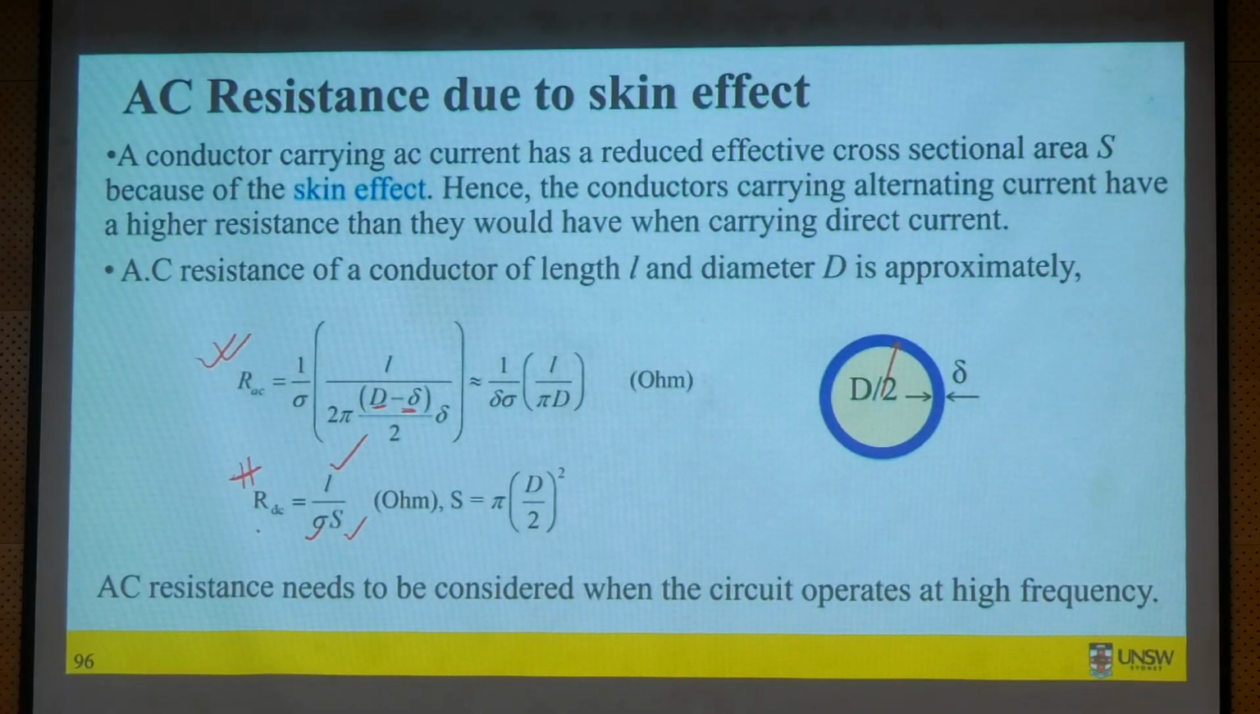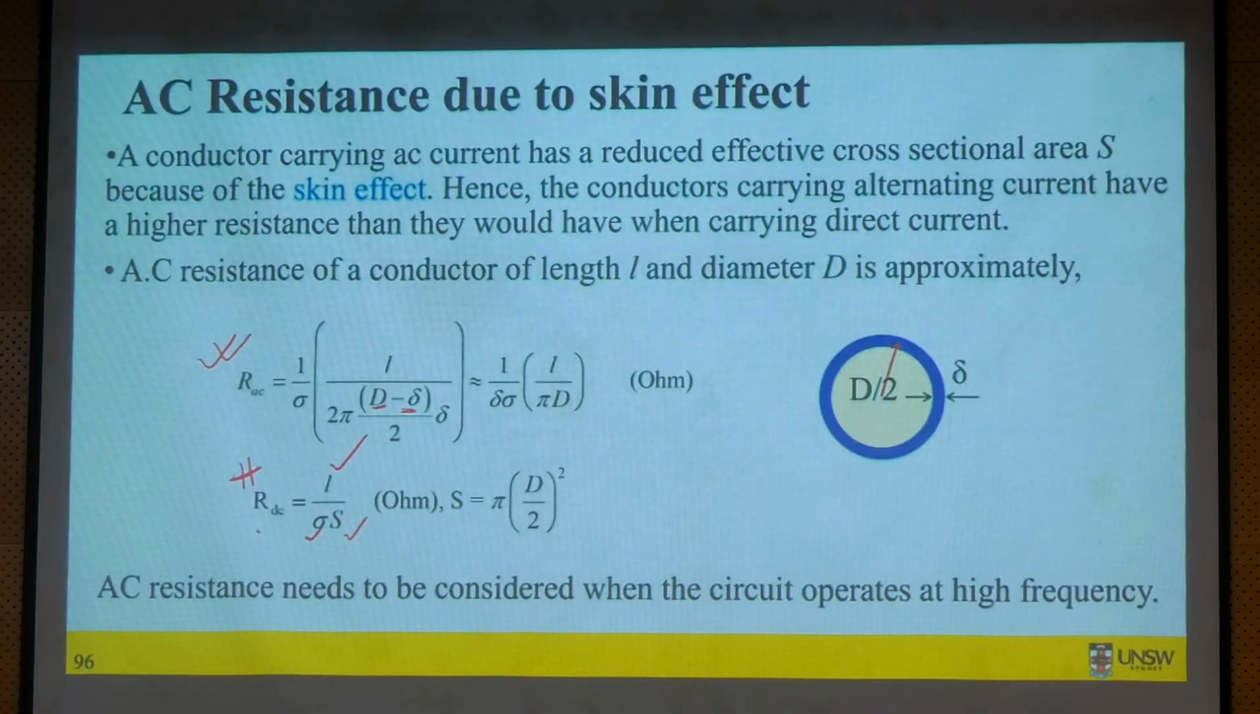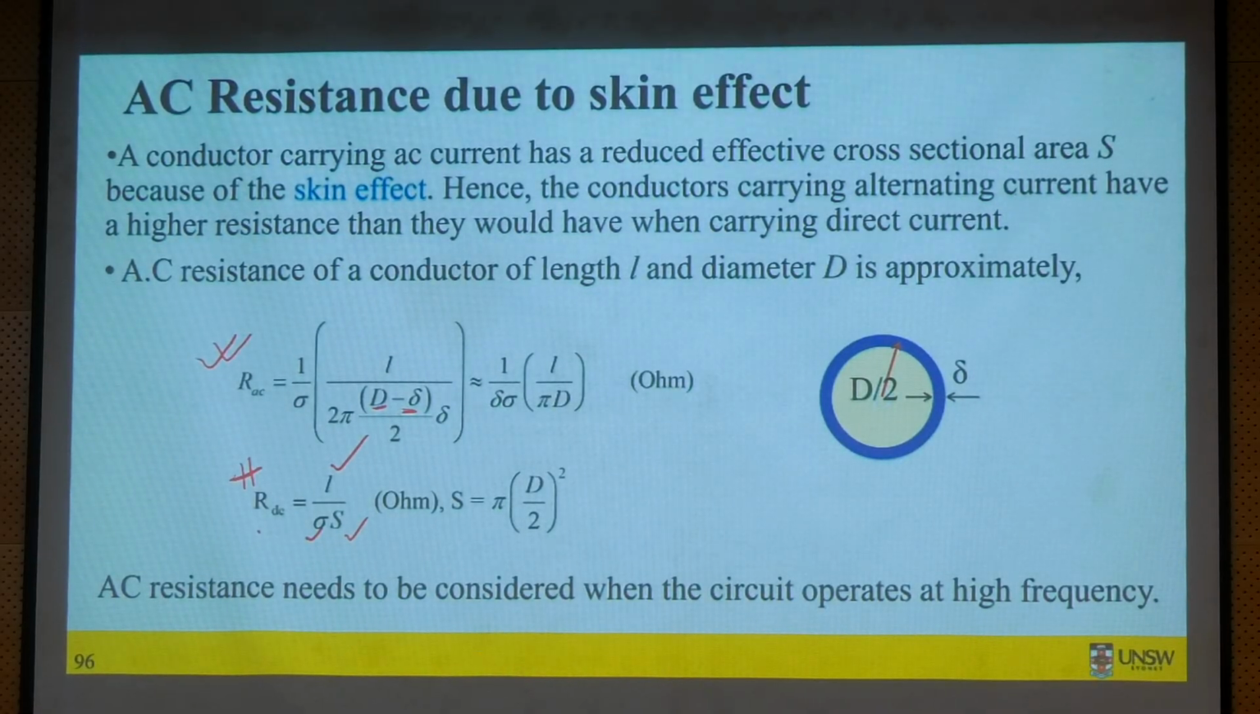Like in high frequency, that's why sometimes they propose to use a different type of wire, which can reduce AC resistance, because your AC resistance loss could be significant. And if it's significant, then it can affect your efficiency.